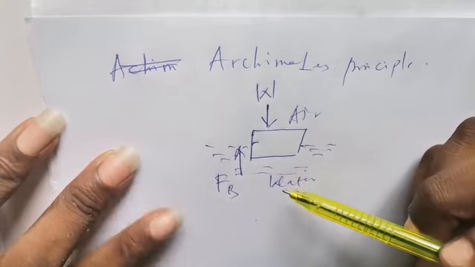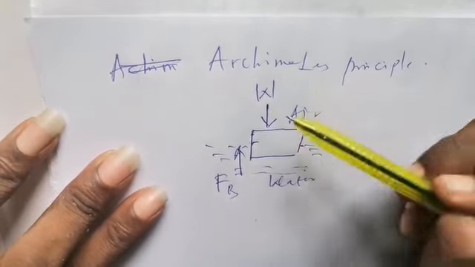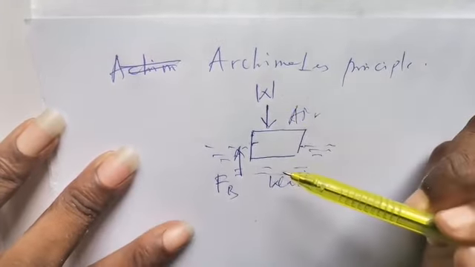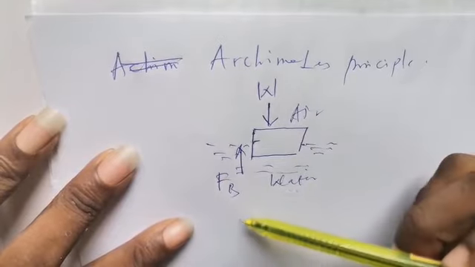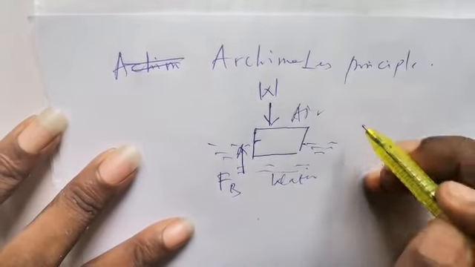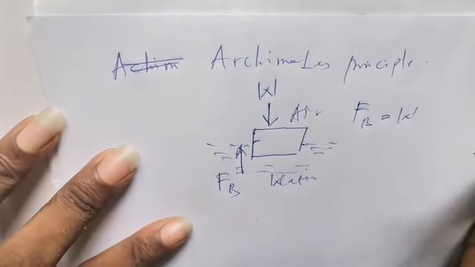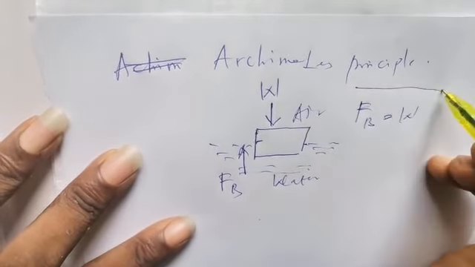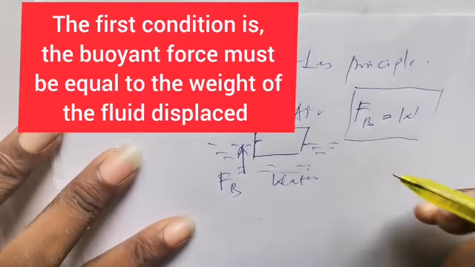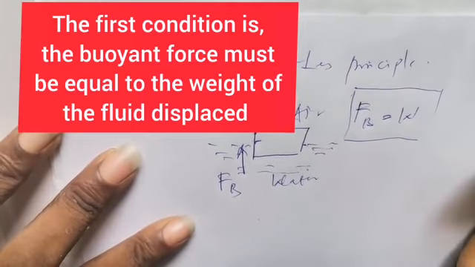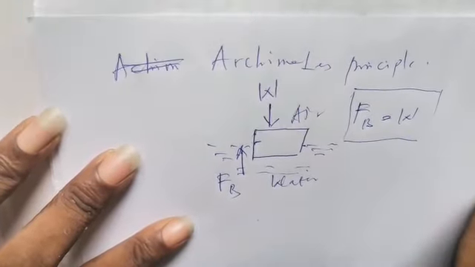Now, the weight of the fluid displaced, which is now the weight of this object acting vertically downward, is equal to this upward force. So from Archimedes principle, buoyant force FB is equal to the weight of fluid displaced by the body. So this is the first condition of equilibrium. The buoyant force must be equal to the weight of the fluid displaced by the body.